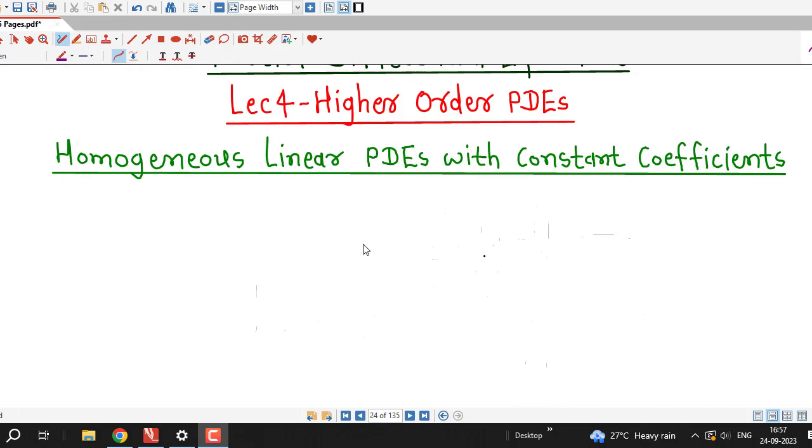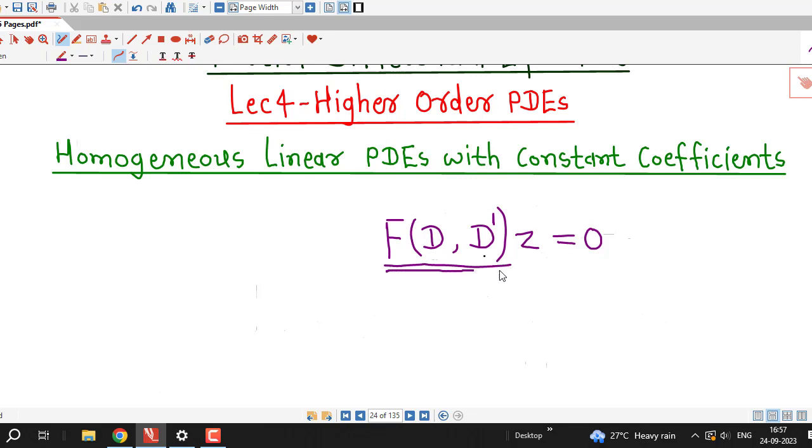Recently we are discussing how to solve homogeneous linear partial differential equations with constant coefficients, and we are considering that this capital F, which is a function of D and D dash, is homogeneous in D and D dash. If F is not homogeneous in D and D dash, then we will understand in upcoming lectures how to write down the general solution. But recently we are discussing those linear PDEs with constant coefficients which are homogeneous and in which this capital F is a function of D and D dash.